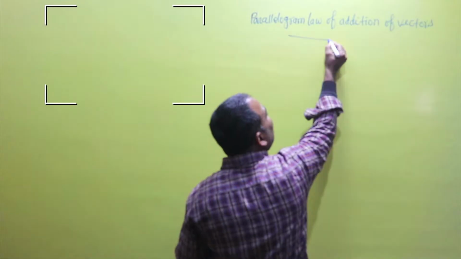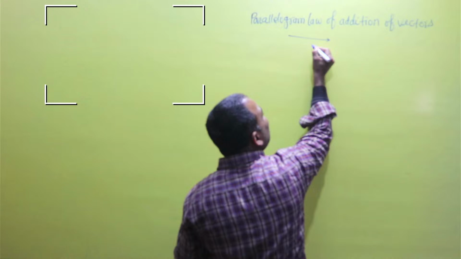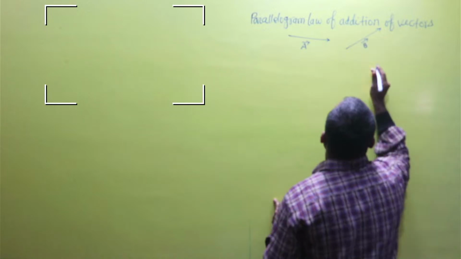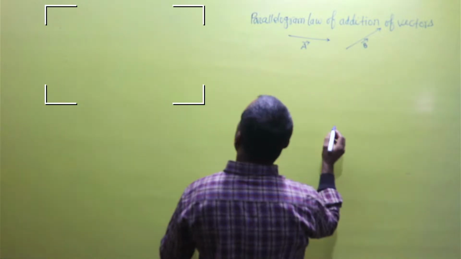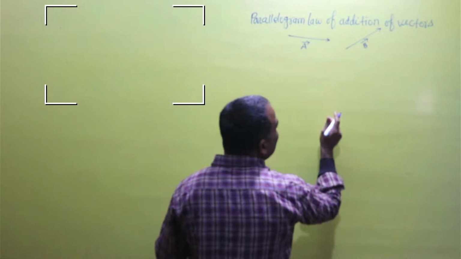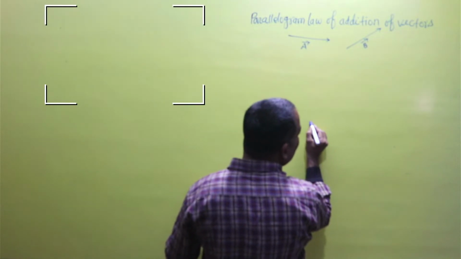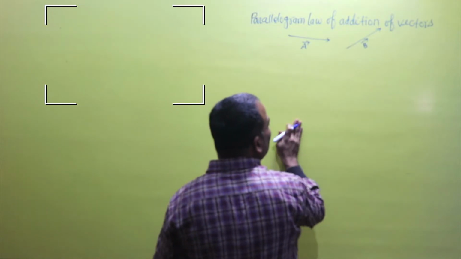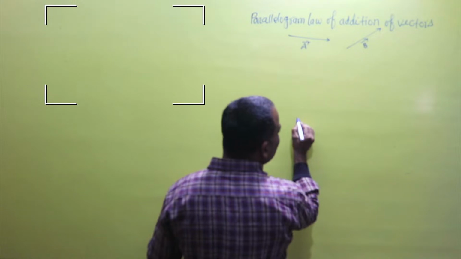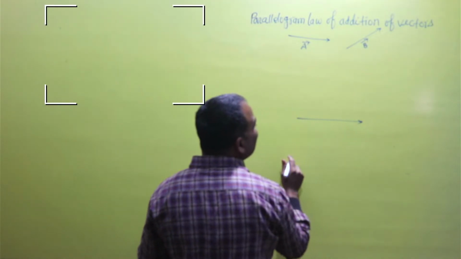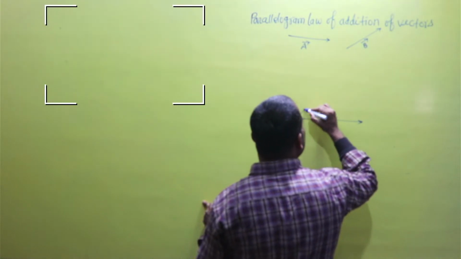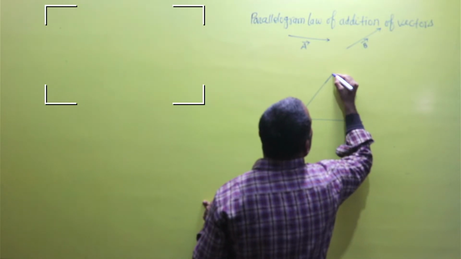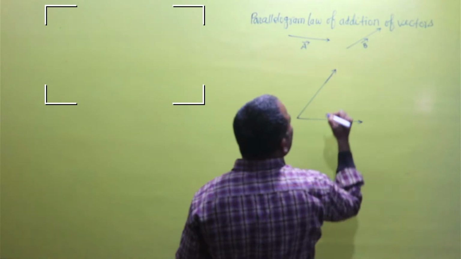Same, we have to, given two vectors A and B, determine the magnitude of the resultant, so we use the parallelogram law of addition of vectors. In the addition, the starting point of both vectors will be the same.